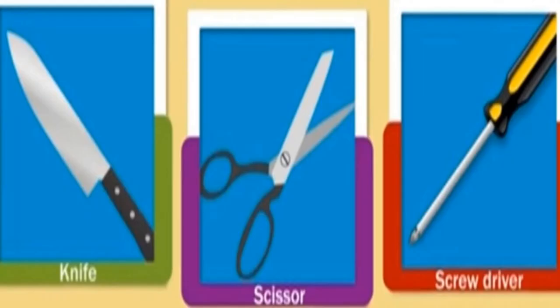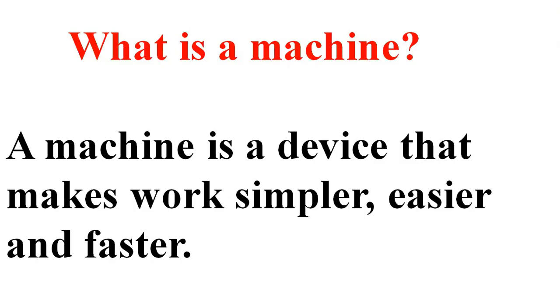You always use knife, scissors and screwdriver in your house. If someone says that all these things are machines, will you believe it? Perhaps you will not. But this is true. They are also machines. What is a machine?